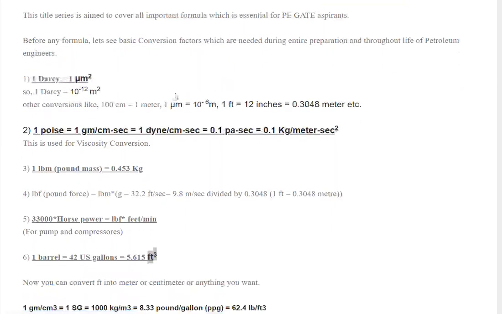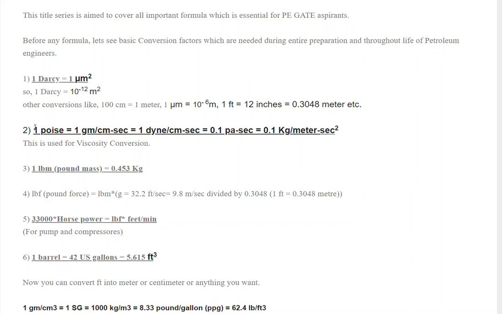Let's look at it. The first is 1 Darcy is equal to 1 micrometer square. That is, 1 Darcy is equal to 10 raised to minus 12 meter square. Now you can convert this micrometer square into various forms, like we all know 1 meter is equal to 100 centimeter, 1 micrometer is equal to 10 raised to minus 6 meter, conversion of feet, inches, meter. You can convert this in any form you want. This is the basic equation.